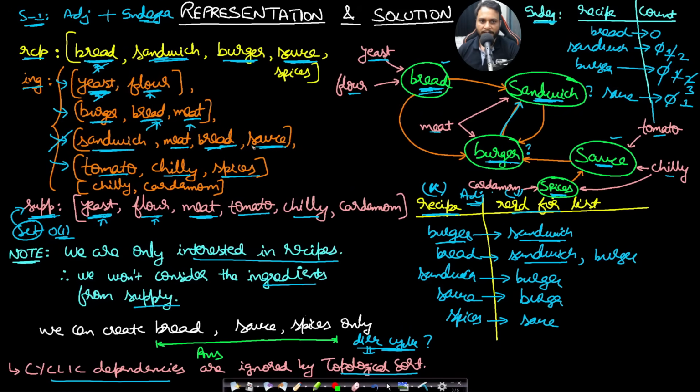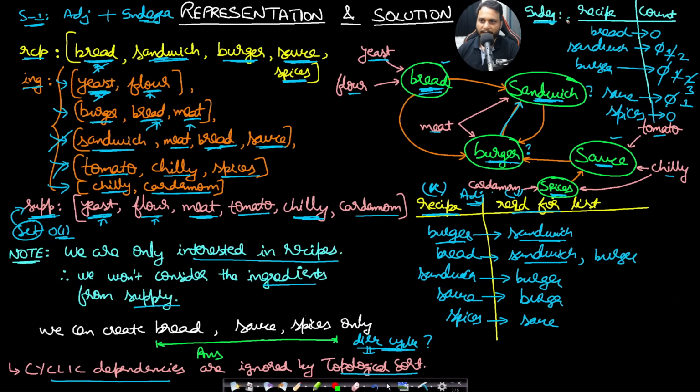Fine, we are done. Now we go to the next item, which is spices, and I will create an in degree entry for spices with in degree value 0. And now I can iterate for chili. Chili is already in supply section, so no change will happen. Cardamom is also a part of your supply, so no change is going to happen. Fine, and we are done.